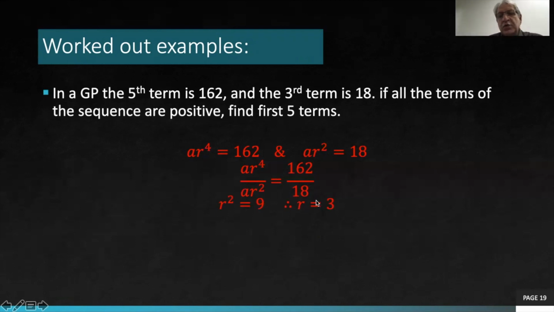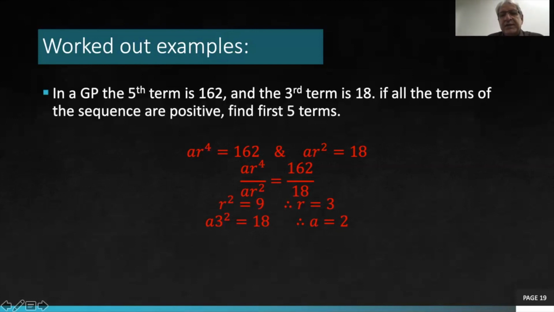Therefore, R is equal to plus or minus 3. Since all the terms of the sequence are positive, there is no need to consider negative 3. Therefore, the answer is only 3. This is the R. Now, if I substitute this R here or here, but here is simpler, I am going to get the value of A. Therefore, A will be equal to 18 divided by 3 to the power of 2. That is 18 divided by 9, which is 2. Therefore, A is equal to 2. So the first term I know.